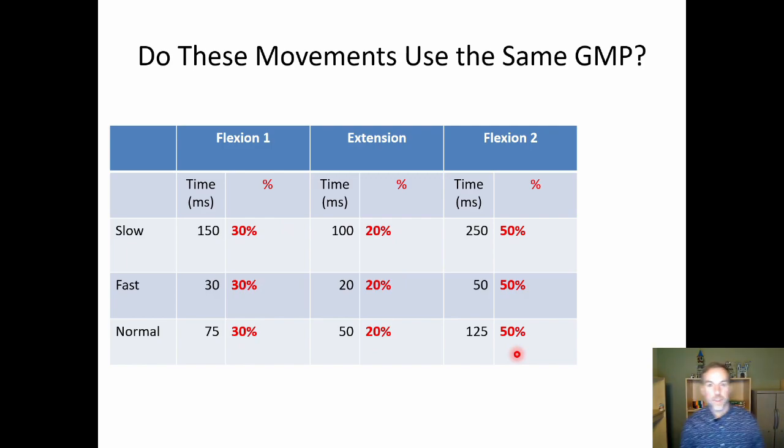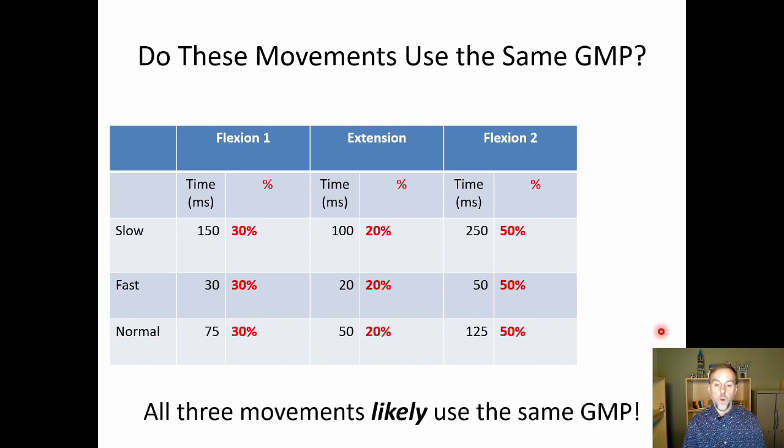Okay. So what we want to see is, do the 3 movements have the same relative timing? Well, when we do it slow, the relative timing is 30, 20, 50. When we move fast, it's still 30, 20, 50. And when we move at a normal speed, it's also 30, 20, 50. So the conclusion here is that yes, all 3 movements likely use the same generalized motor program. We know they have the same order of events, and now we know they have the same relative timing.